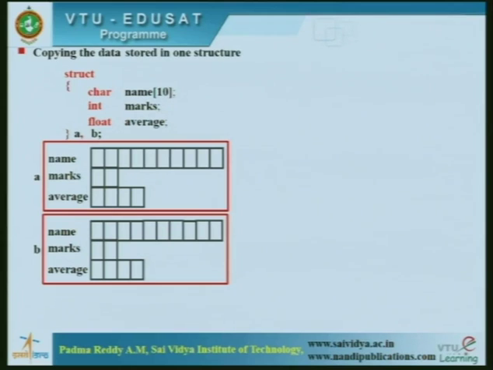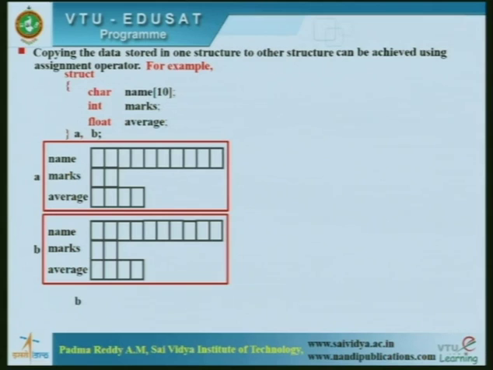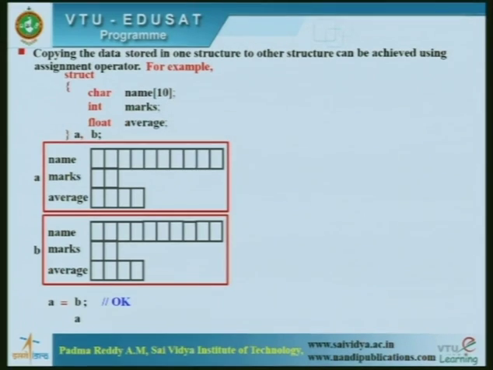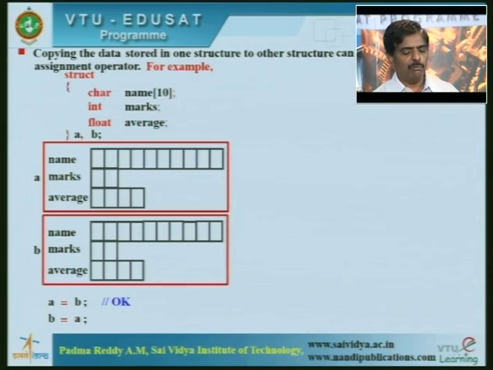Next, now look here. Copying the data stored in one structure to another structure can be achieved using the assignment operator. For example, I want to copy whatever is there in B to A. So we write A equal to B, and it should end with a semicolon. Similarly, if I want to copy whatever is there in A to B, I can write B is equal to A. Now this is also okay here.